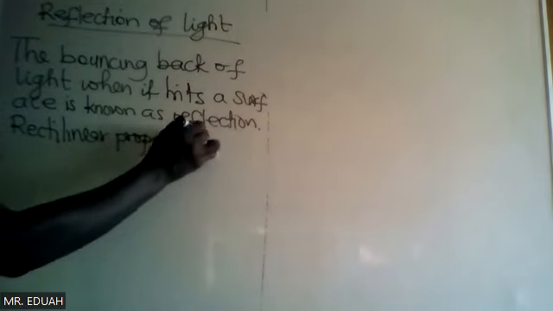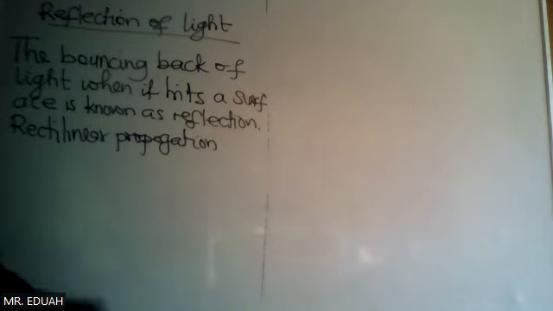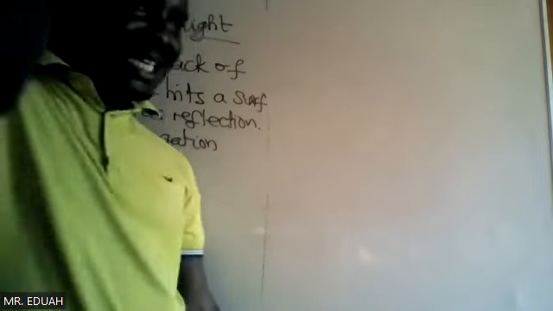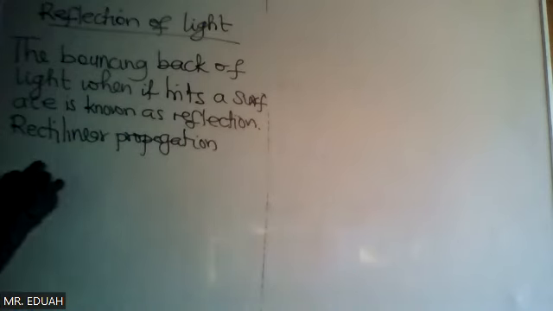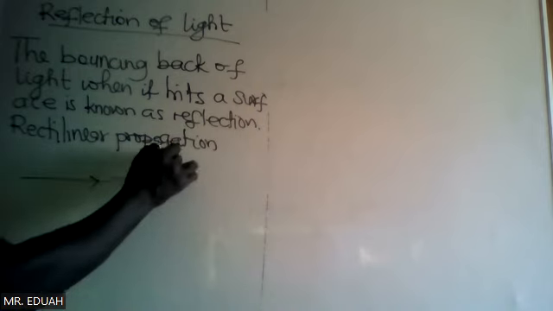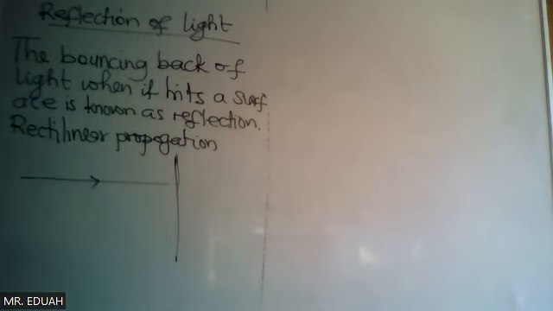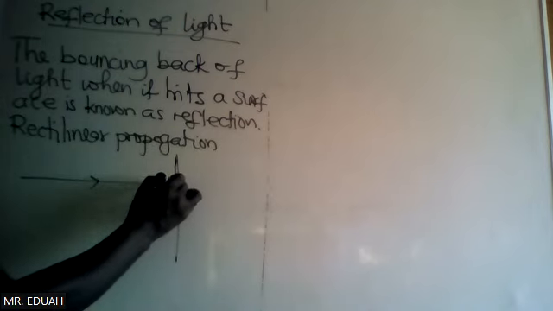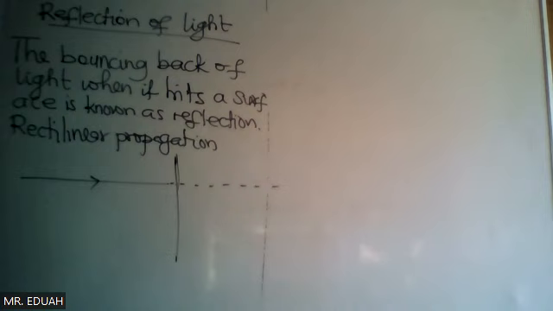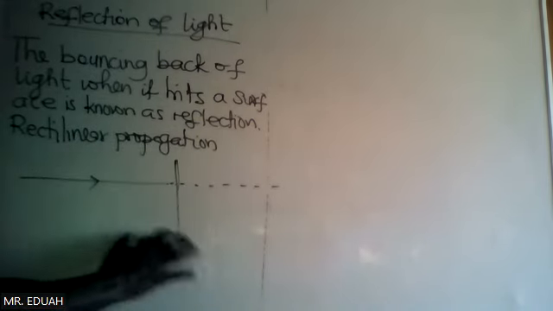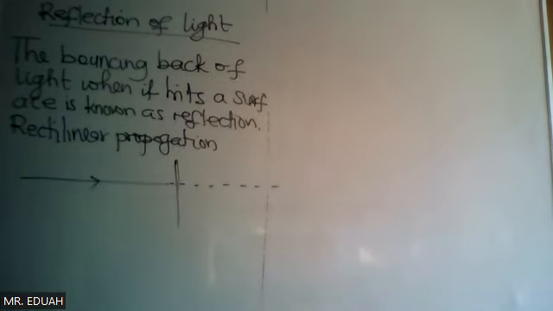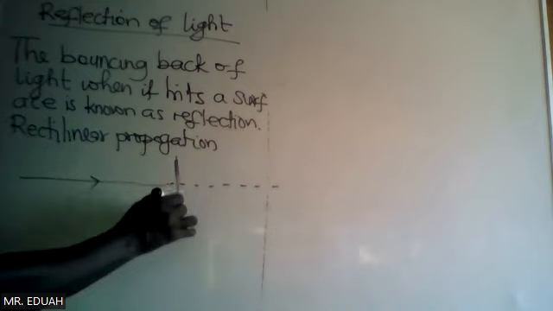Rectilinear propagation of light. The principle of rectilinear propagation of light indicates that light travels in a straight line. So if you place something in the path of light, and the thing is an opaque object, ideally we expect the light to continue to move in a straight line. But whether it can continue its motion or otherwise depends on the nature of the thing here.